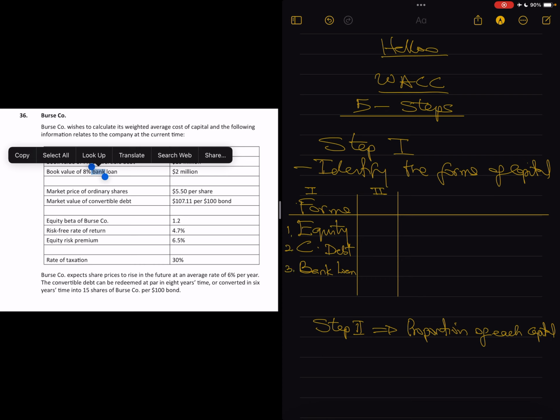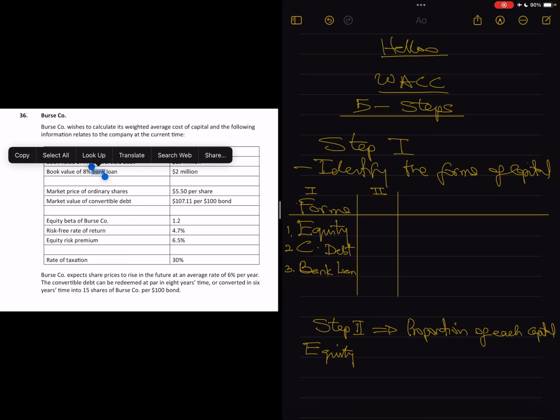So the first one is equity, so we need to get the proportion of equity that we have in this question. So for us to be able to do that, first of all, we need to get the value of each debt that we have. We need to get the value of each of them. And when we add the value of each of them, we'll add them together to get the total volume that we have, because the proportion is the volume of one debt divided by the total volume that we have. So let's start with equity.